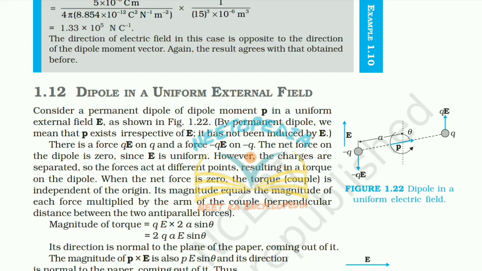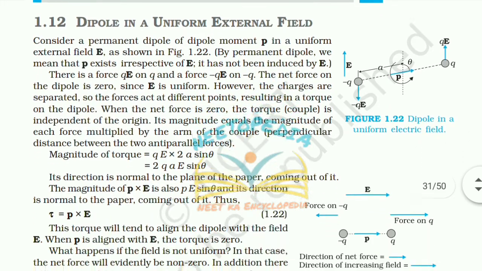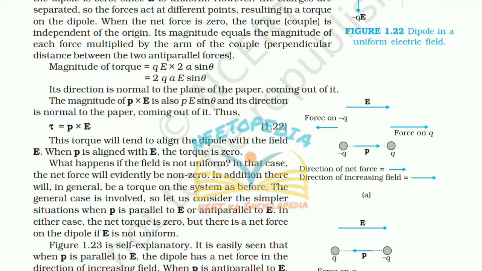However, the charges are separated, so the forces act at different points, resulting in a torque on the dipole. When the net force is 0, the torque is independent of the origin. Its magnitude equals the magnitude of each force multiplied by the arm of the couple, that is, the perpendicular distance between the two anti-parallel forces. The magnitude of torque is equal to QE into 2A sin theta, which is equal to 2QAE sin theta. Its direction is normal to the plane of the paper, coming out of it. The magnitude of P cross E is also PE sin theta, and its direction is normal to the paper coming out of it. Thus, torque tau is equal to P cross E. This torque will tend to align the dipole with the field E. When P is aligned with E, the torque is 0.